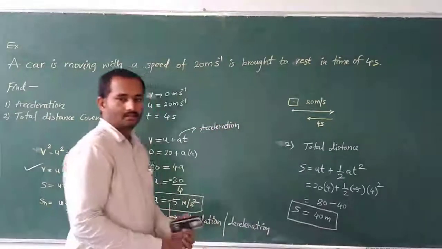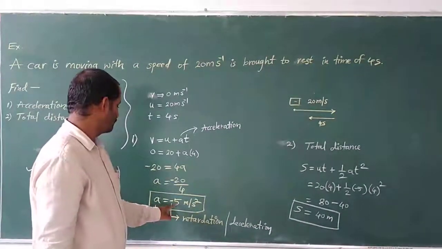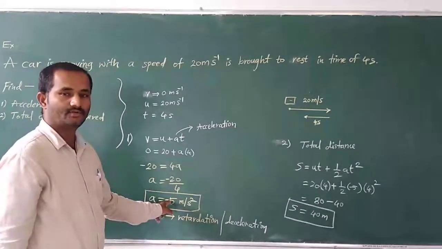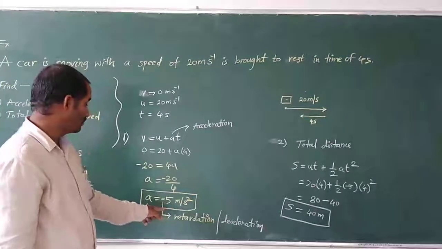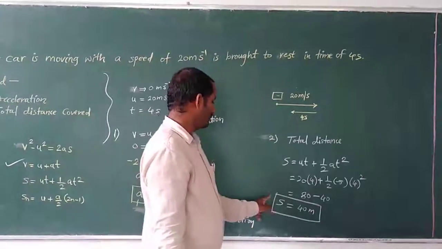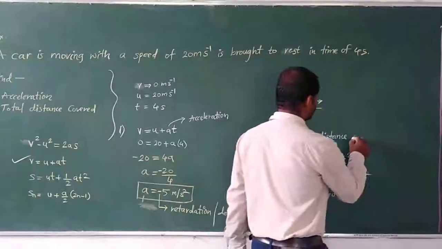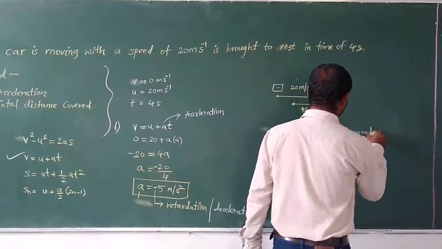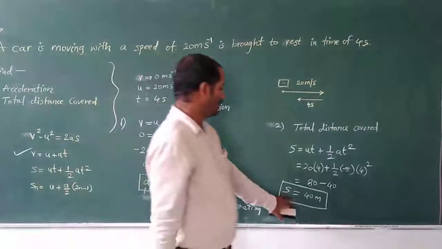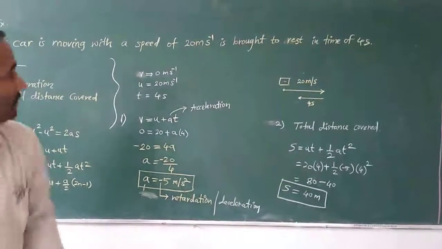So what have we found? Acceleration is -5 meter per second square. This acceleration is in the negative direction, meaning negative acceleration, so we will call it retardation or deceleration. And we found the total distance covered by this vehicle or car is 40 meter, right? Then next we will see another problem.